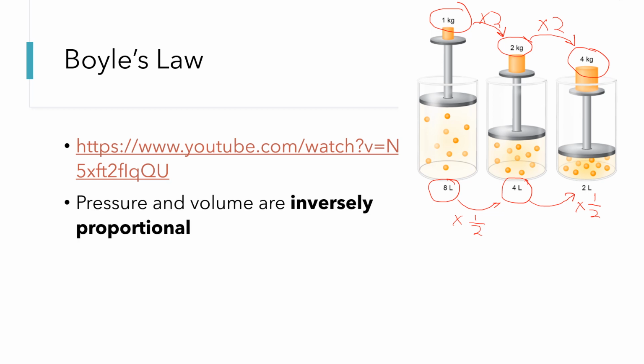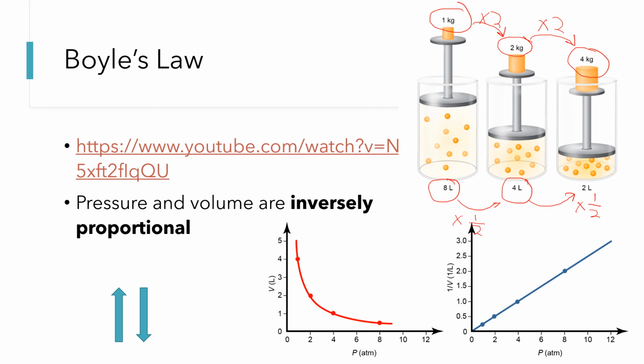And when this sort of relationship happens, we say that the two variables, pressure and volume, are inversely proportional. Inversely proportional means if one goes up, the other one goes down. And when you do experiments like what's illustrated in the upper right corner, and you start trying to make plots of the data, you see things like this.